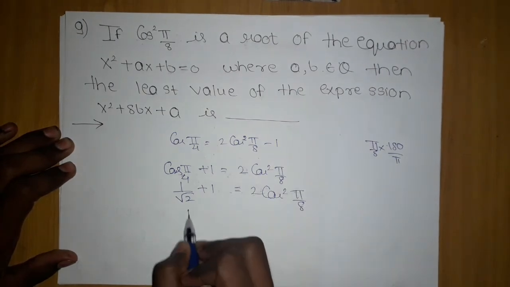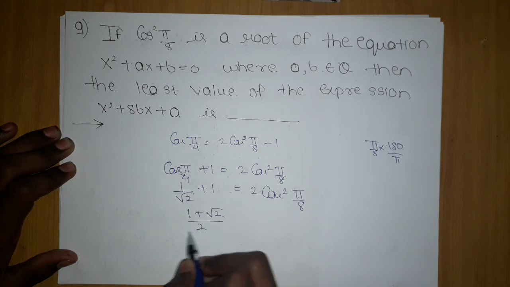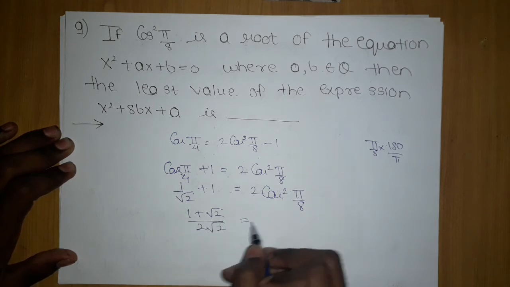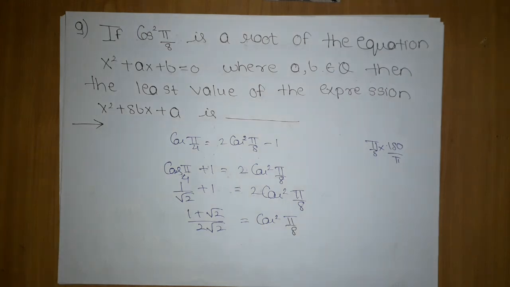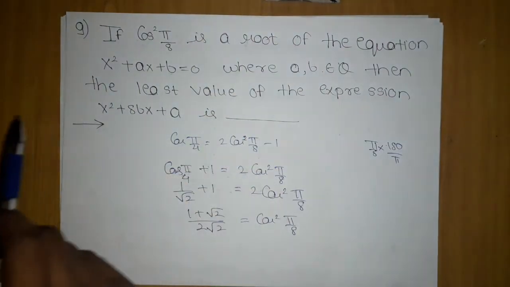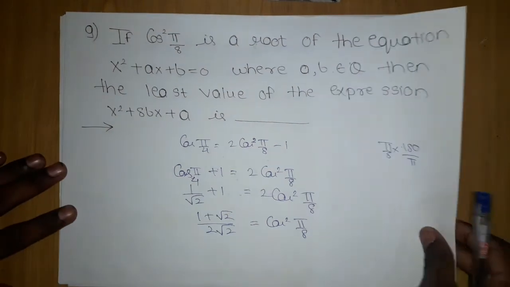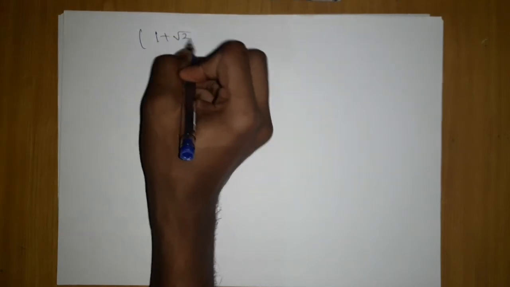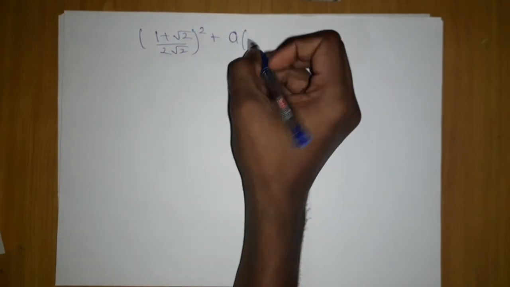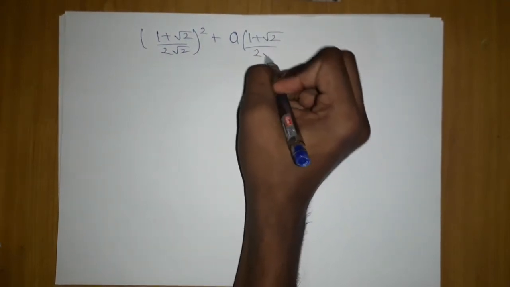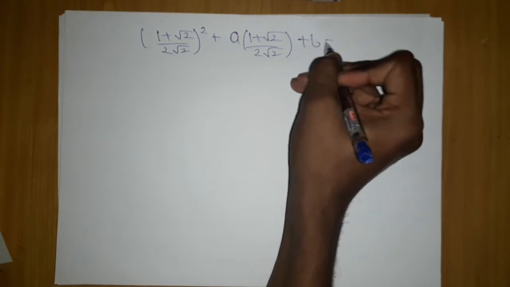Now if I multiply this, what do I get? 1 upon under root 2, plus 1 upon 2, and if I bring this 2, this will be 2 into under root 2 cos square pi by 8. So we got cos square pi by 8, and if you remember, cos square pi by 8 is a root. So can't I put that value in the equation for which it is a root? Let me take the next page. So this is 1 plus under root 2 upon 2 under root 2, the whole square, plus a into 1 plus under root 2 upon 2 under root 2, plus b should be equal to 0.